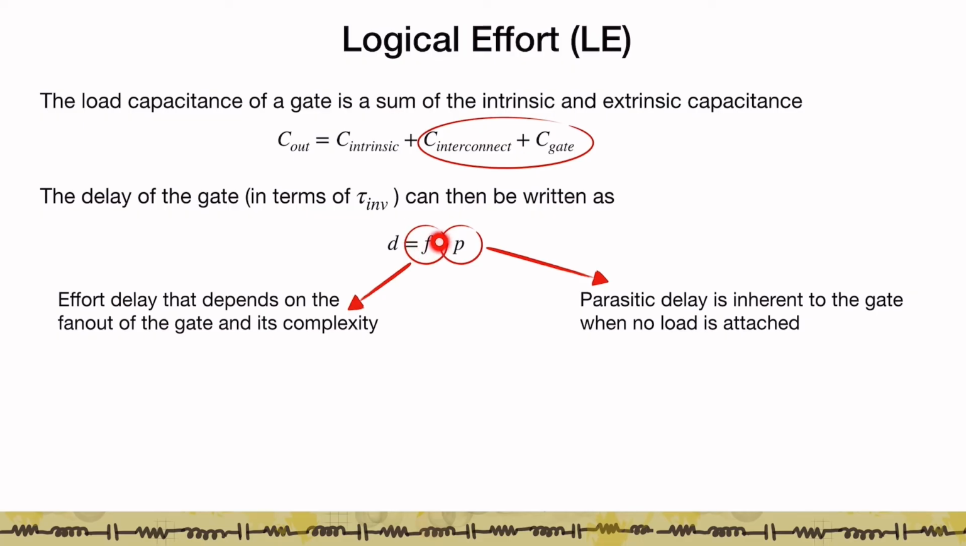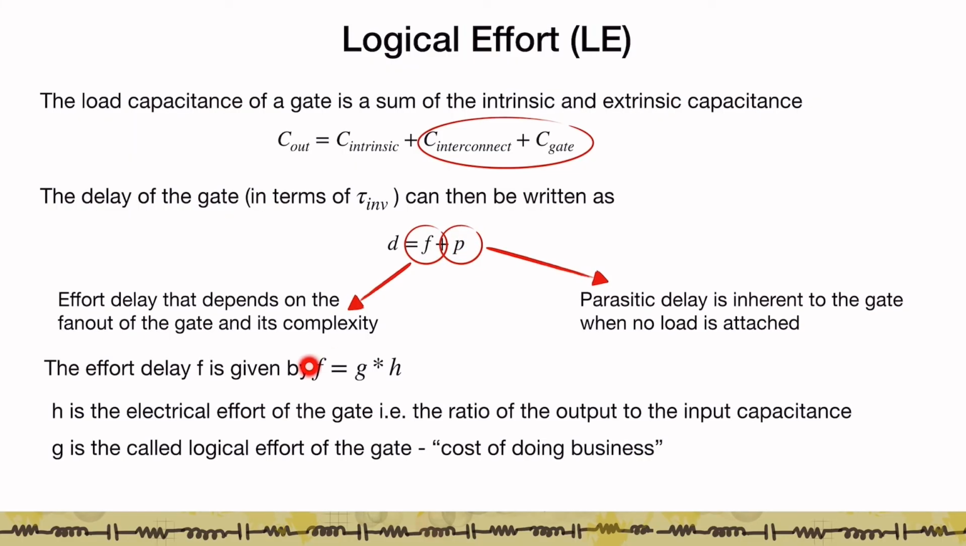The other delay, represented by the letter F, is the effort delay, and that depends on the fan out of the gate and also its complexity. So if I increase the fan out, this component of the delay increases, whereas this component stays the same. Now this effort delay F is sometimes given as a product of G times H. And what is H? H is known as the electrical effort of the gate, or rather the ratio of the output capacitance to the input capacitance.